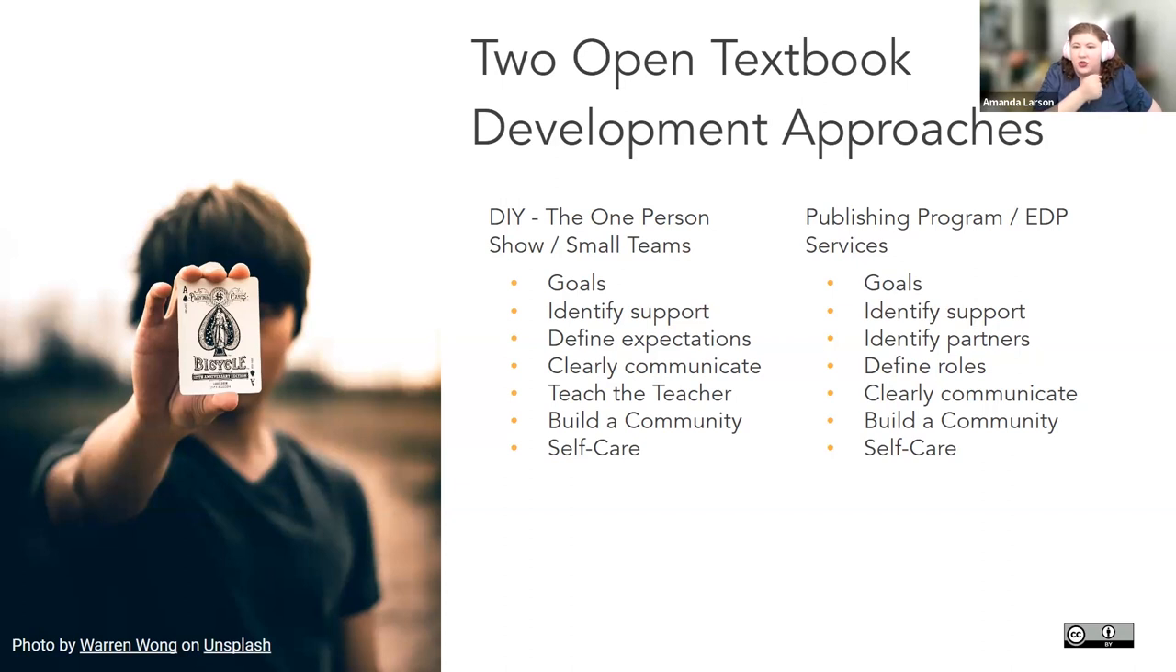So you're going to define roles and you're going to clearly communicate again. They're both going to need you to build a community, and those communities might look different. And there's also this idea about self-care that is going to be present in both of those models that we want to encourage you to keep an eye on. So I have been doing this for a while, and starting your program from a place where you're building around your capacity to begin with, rather than having to scale back because you're over capacity, is a great way to go.